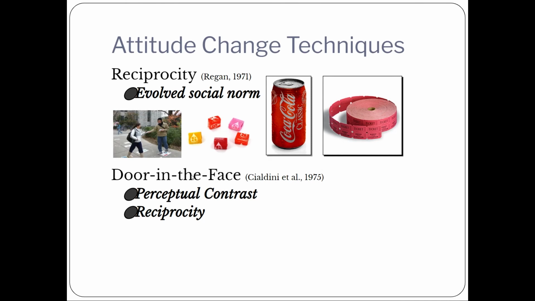So when the Confederate offered a coke in advance, the participants were more likely to buy more raffle tickets. So reciprocity norms sort of overcome the effect of likability of this Confederate.